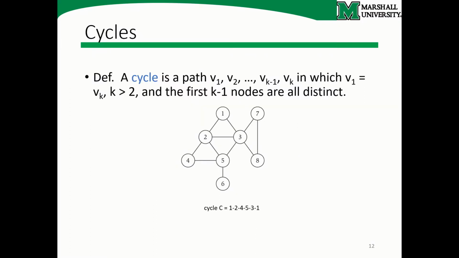A cycle is a path of length k minus 1, in which the first and the last vertex are the same. Here you can see a cycle 1, 2, 4, 5, 3, 1 with length 5. There are a couple of other cycles, but this is one of them.